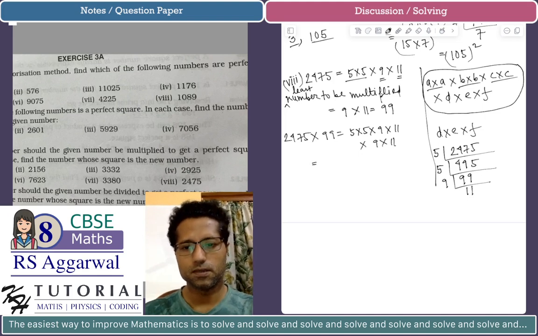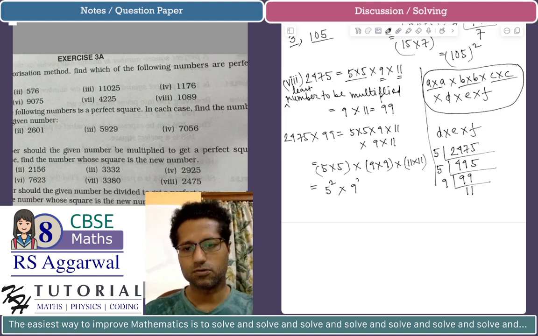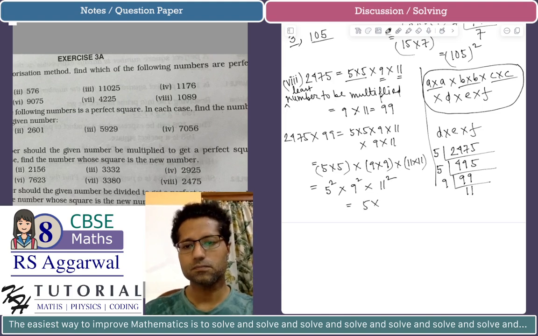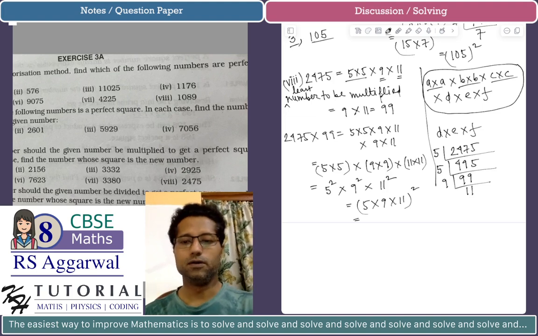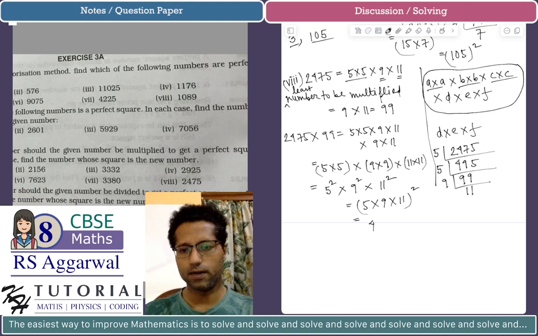So this is equal to 5 into 5 is the first pair of equal factors. Then we have 9 into 9, the second pair of equal factors, and 11 into 11, the third pair of equal factors. So this is 5 square multiplied by 9 square multiplied by 11 square. This is equal to 5 multiplied by 9 multiplied by 11 whole square. Now what is 5 into 9 into 11? So 99 into 5 is definitely 495.